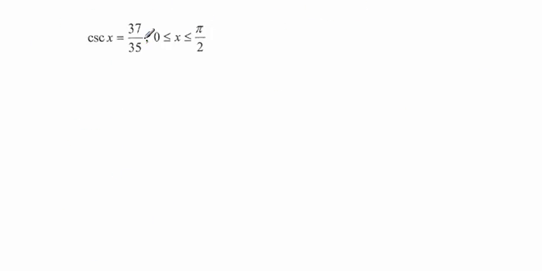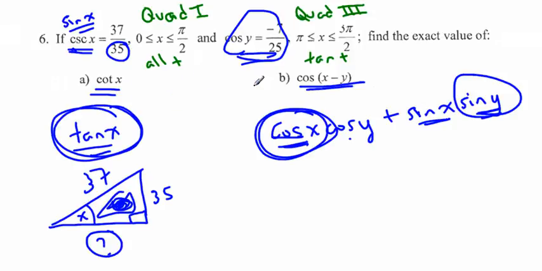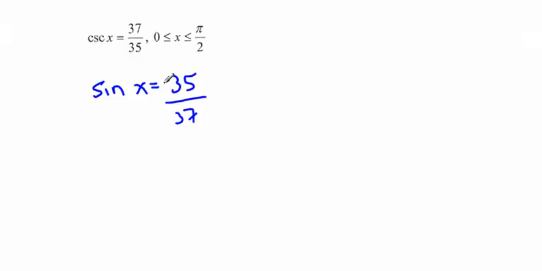So again, the whole point of what I just talked about was to say that I know that sine x is the reciprocal of this. So sine x is 35 over 37. And what we just talked about on this page is that I'm going to need to also know tan x and cos x. So what that means is I'm going to have to take this information about angle x and find both cos x and tan x.